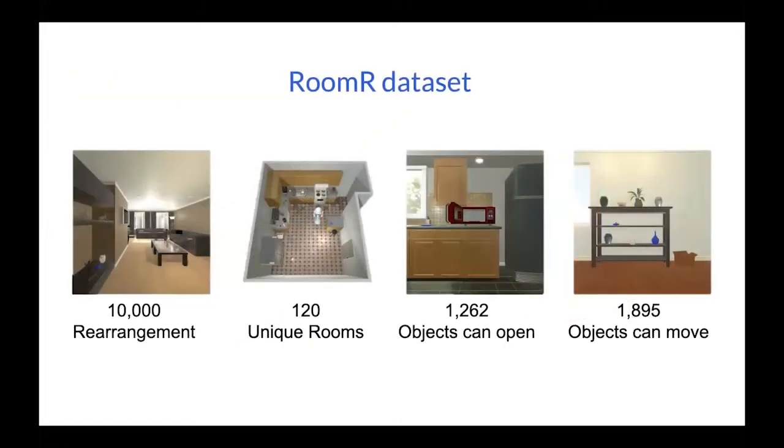Okay, so we introduced this dataset that has 10,000 rearrangement tasks, 120 unique rooms, about 1,200 objects that can open, for example, cabinets, microwaves, and so on, and about 1,900 objects that can be moved around in the scene. And this is different from traditional datasets in the sense that we do not provide step-by-step instructions for the agent. We just provide the initial state and the goal state for the agents.